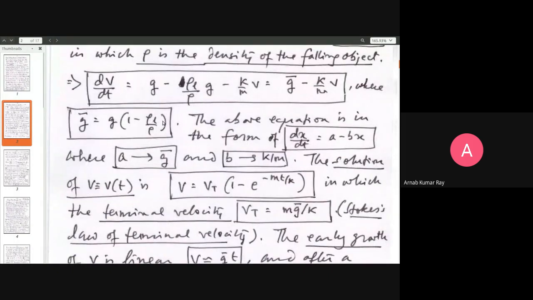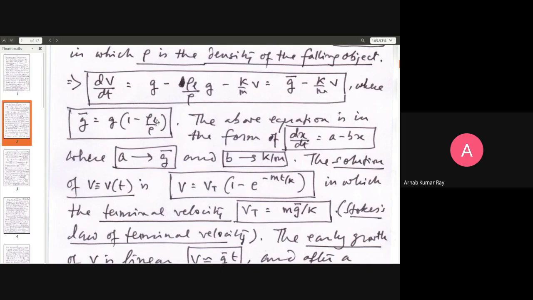Incidentally, I hope you are familiar with this formula. You see this thing? If you look at this formula on the right hand side, g into 1 minus rho L by rho. Let me just touch upon this one point. Maybe I should have done that earlier. Just please bear with me. G into 1 minus rho L by rho.